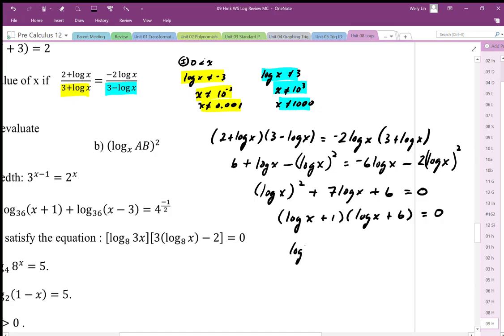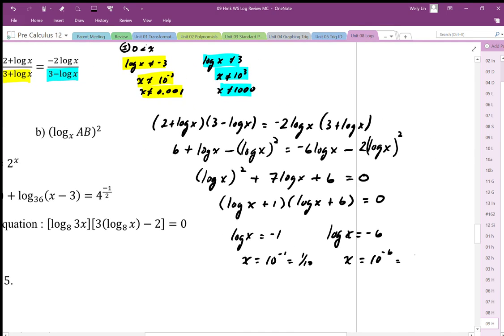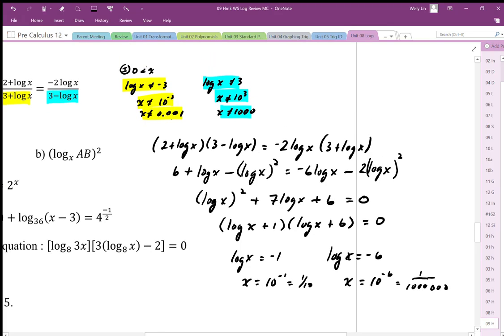I get log x equals -1. That means x is equal to 10 to the -1, which is 1 over 10. Here we end up with log x equals -6. Then we can solve for x. x is equal to 10 to the -6, or 1 over 1 million. So those are my two solutions. I'm going to check my restrictions. It's not equal to 1000 or 1 over 1000, and the x values are bigger than 0. They are both positive, so they're both valid solutions.